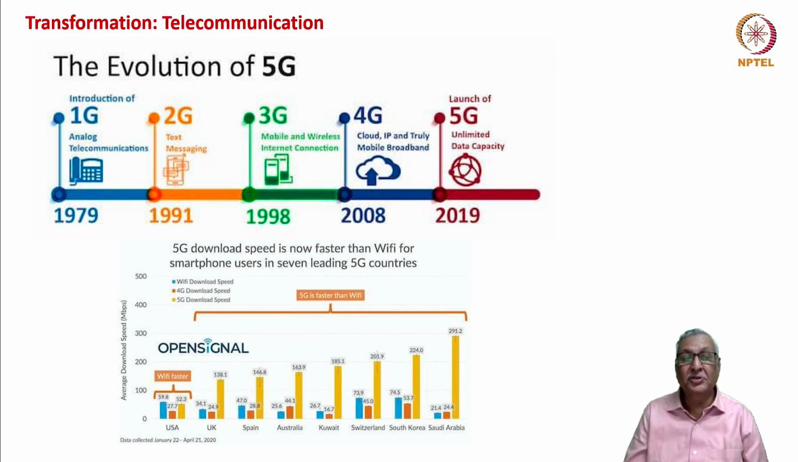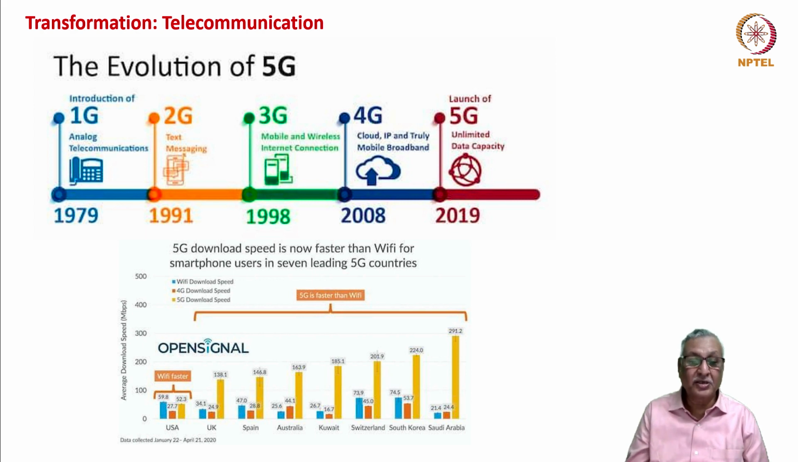5G download speed is now faster than Wi-Fi for smartphone users in 7 leading 5G countries. If you see the 5G speeds, Wi-Fi is 59.8 Mbps download speed, and it is 27.7 and 52.3 in terms of Wi-Fi download speed, 4G download speed and 5G download speed respectively.